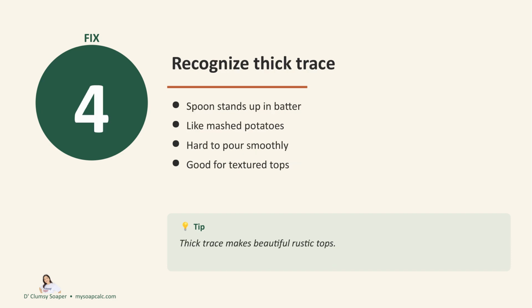Thick trace is the stage where your soap batter has become genuinely dense. Think mashed potatoes or a very stiff pudding. When a spoon stands upright on its own in the batter, that is your signal you have reached thick trace. Pouring becomes difficult at this point, so working quickly matters. The upside is that thick trace holds peaks and textured designs beautifully, making it ideal for rustic, handcrafted tops that give your bars real visual character.